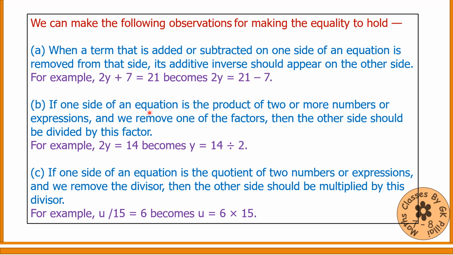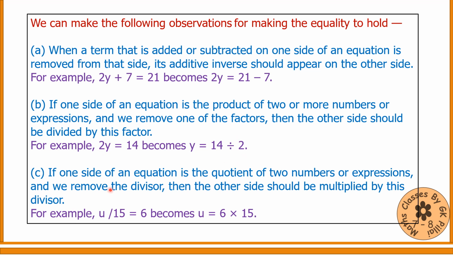If one side of an equation is the product of two or more numbers or expressions and we remove one of the factors, then the other side should be divided by this factor. 2y is 2 into y. We are removing 2. Now the 2 will remain on the other side as a division. Here it is a product. It will go to the other side as division.